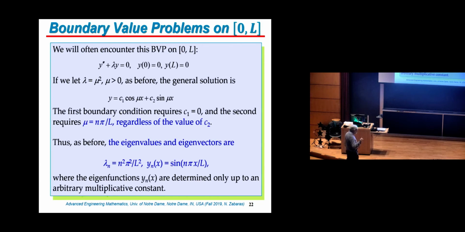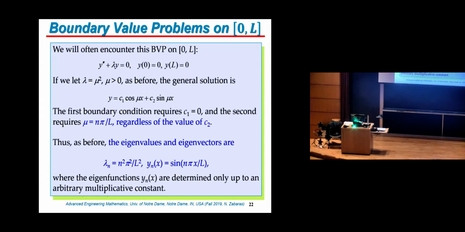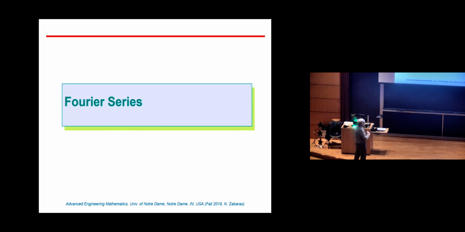So remember this n pi x over L, because when I introduce the Fourier series next, I am going to use an expansion that has sines and cosines of this form, sine of n pi x divided by L. But I want you to remember, we don't necessarily expand in sines and cosines. It just happened in this problem that the sines and cosines were the eigenfunctions of this problem. So obviously, it will be the easiest starting point to discuss solutions of PDEs using the Fourier expansions. Okay, Fourier series.